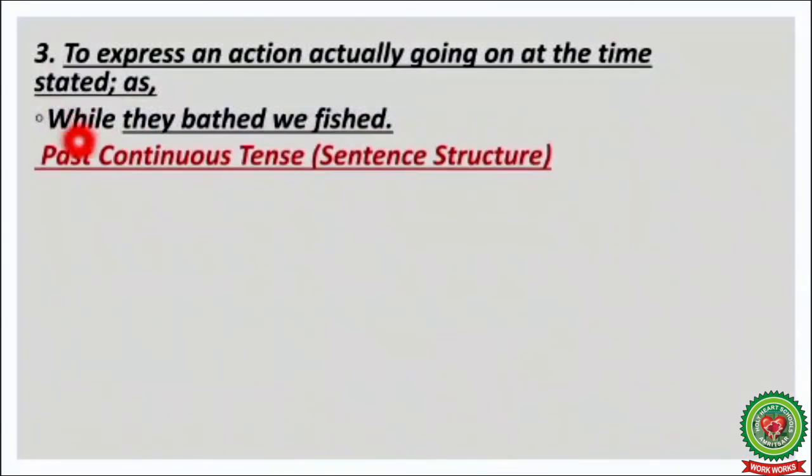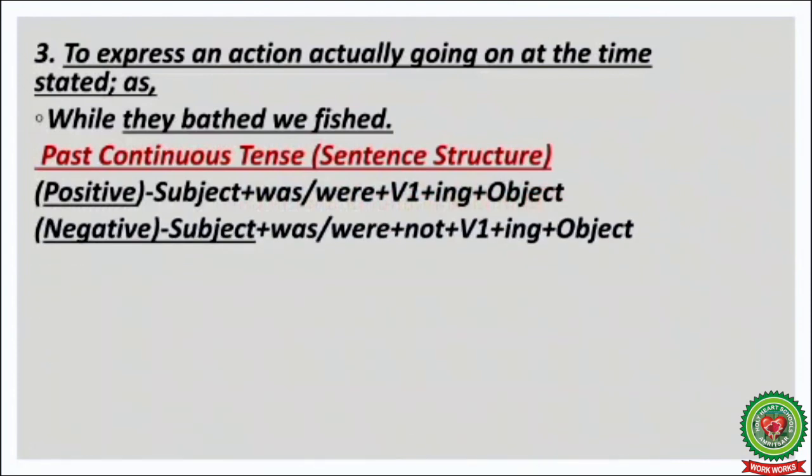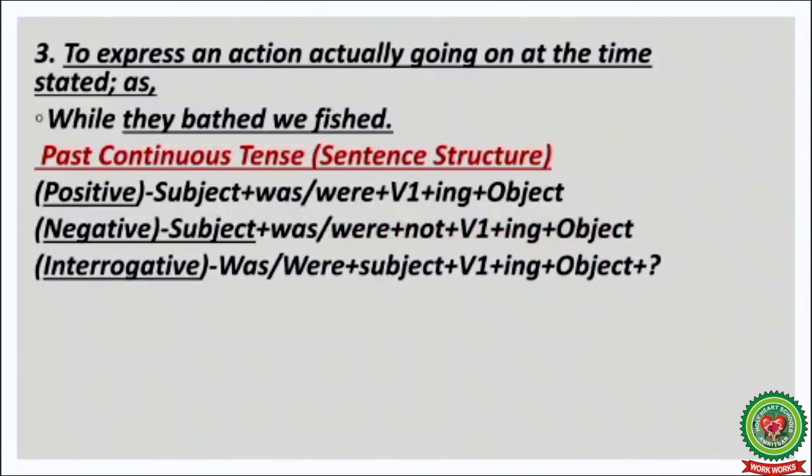Come to the past continuous tense. Let's discuss the sentence structure. In the positive sentence, the structure is subject plus was/were plus present form of the verb plus ing plus object. In negative sentence, it is subject plus was/were plus not plus present form of the verb plus ing plus object. In interrogative sentence, the structure is was or were plus subject plus present form of the verb plus ing plus object plus question mark.